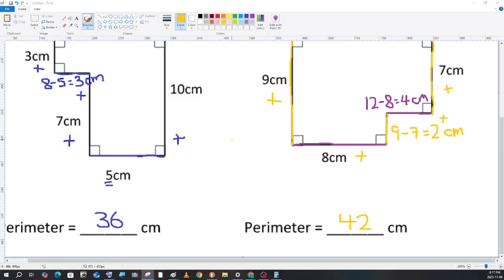Okay, and I'll just clear this. I have to go, here we go, to switch tools here. Here we go.